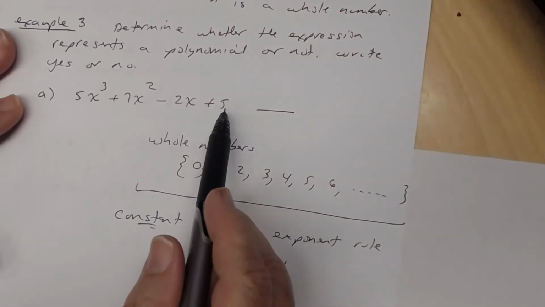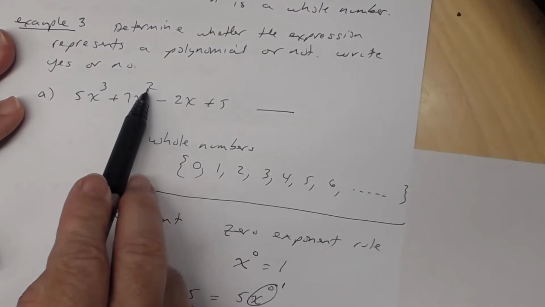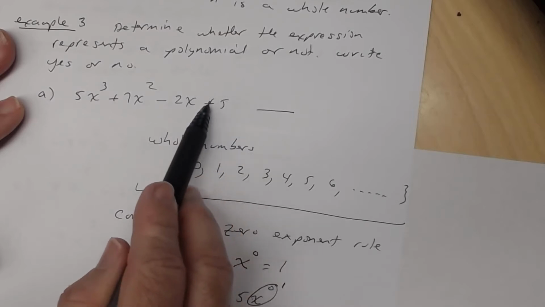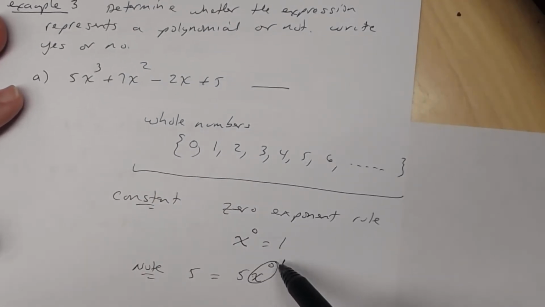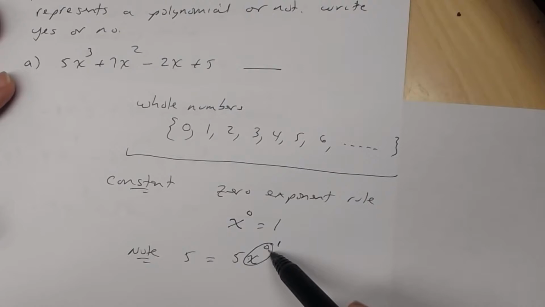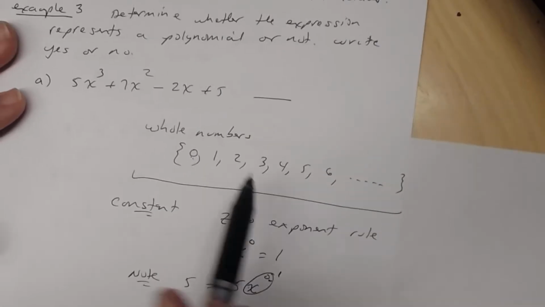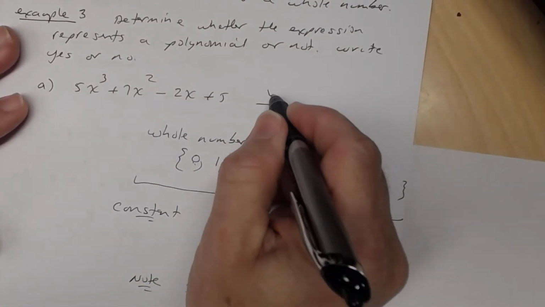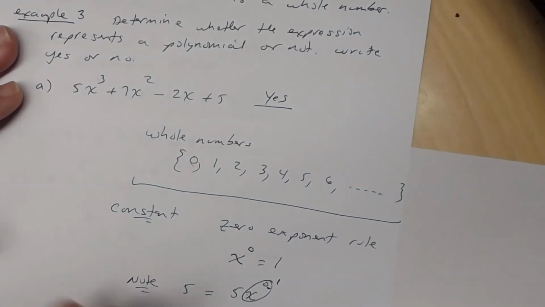And so now look at this right here. This exponent is 3, that's a whole number. This exponent is 2, that's a whole number. This exponent is 1, that's a whole number. Remember, your constant, the one that doesn't have a variable in it, that constant has exponent 0 for the variable. And that's a whole number. 0 is a whole number. Okay, so the question then becomes, is this a polynomial? The answer is yes. So you write the word yes, because all of these exponents are whole numbers.